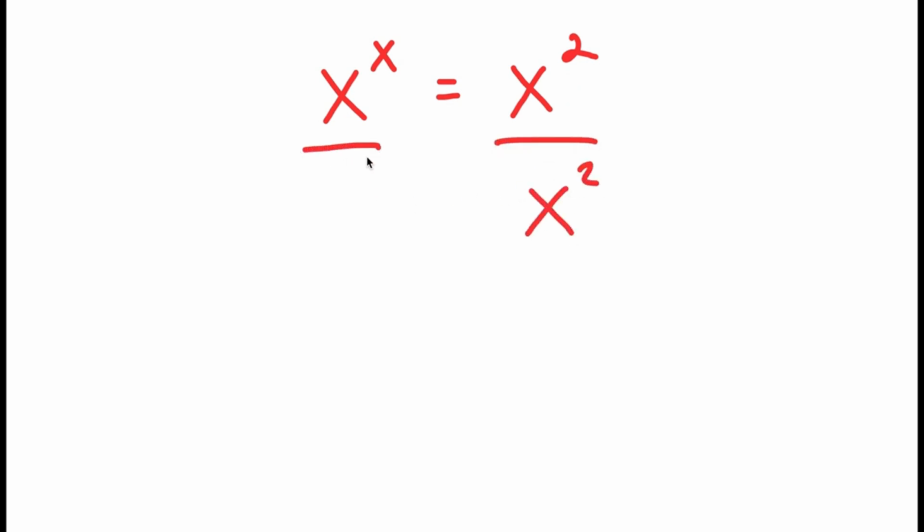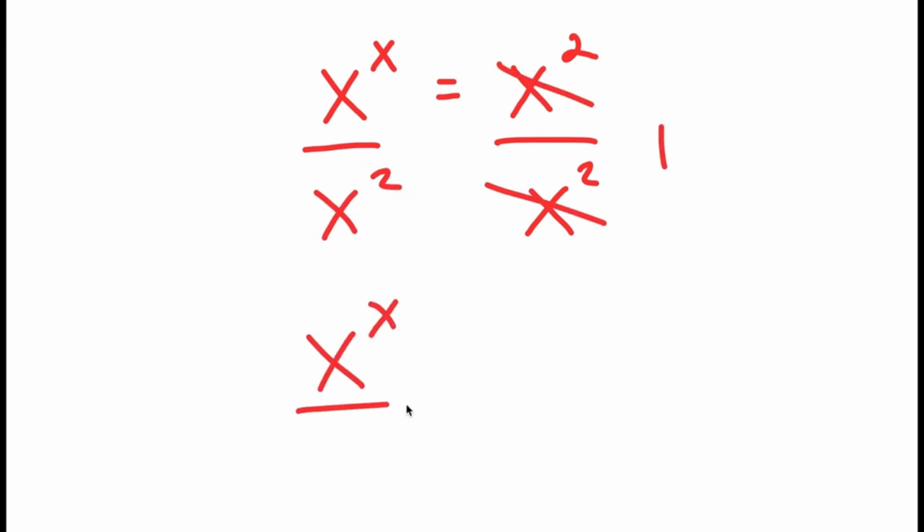Alright, so in this video, I'm going to solve the equation x to the power of x is equal to x to the power of 2. So to solve this, I'm going to first start by dividing both sides by x to the power of 2. So then these two cancel out to get 1, and I get x to the power of x over x to the power of 2 is equal to 1.